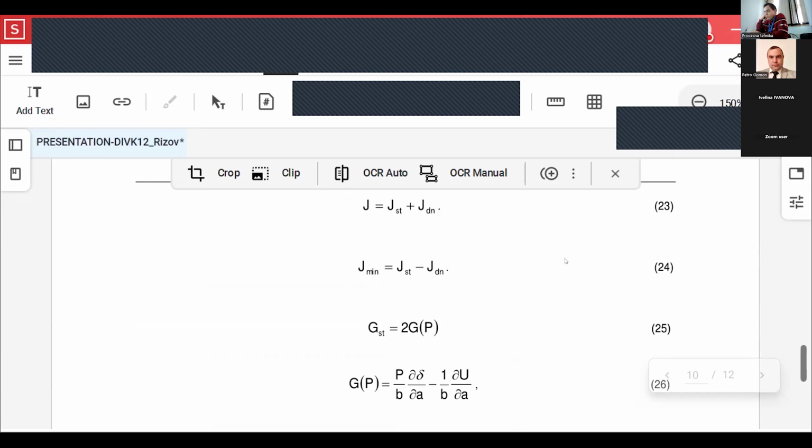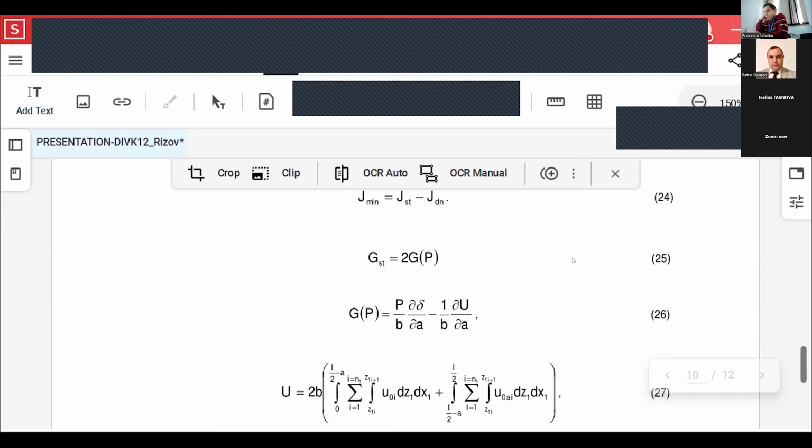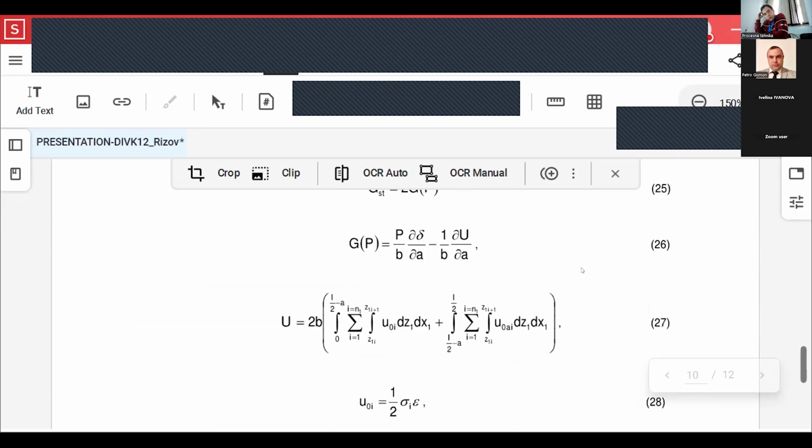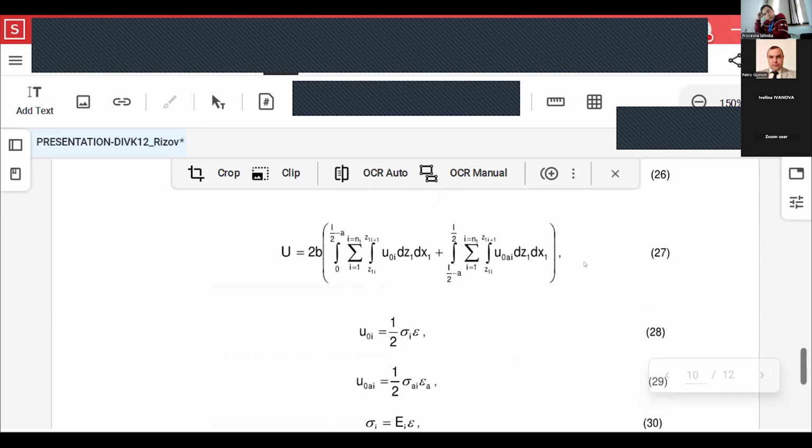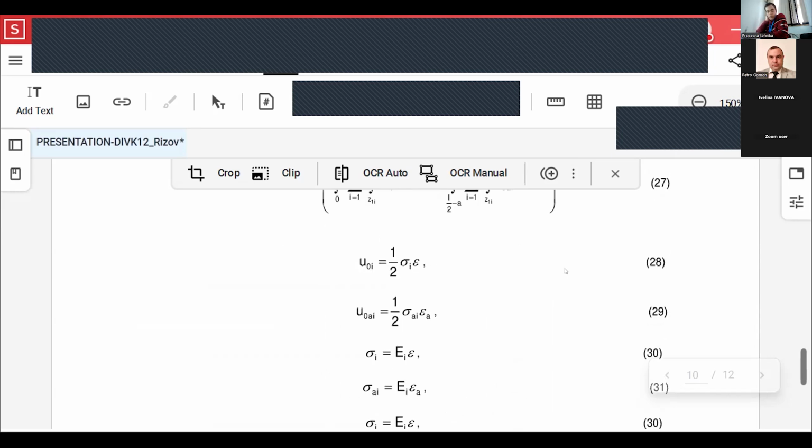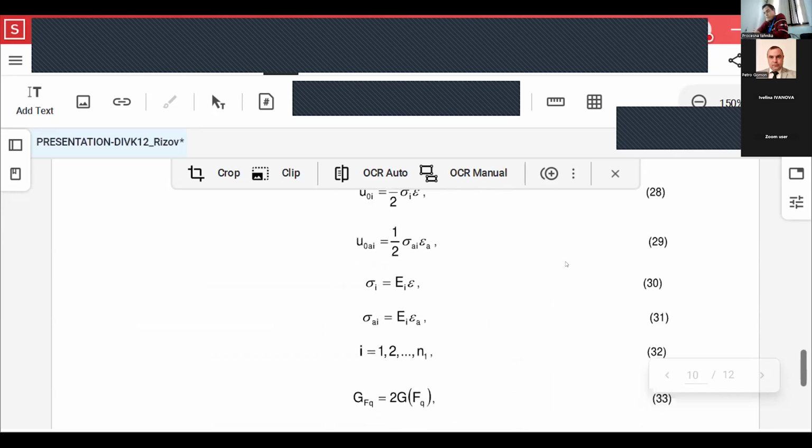The energy balance results in equation number 26. Here, B is the beam width, U is the strain energy. Equation 27 can be used to estimate U, the strain energy. Here, specific strain energies are determined by applying equations number 28 and 29.